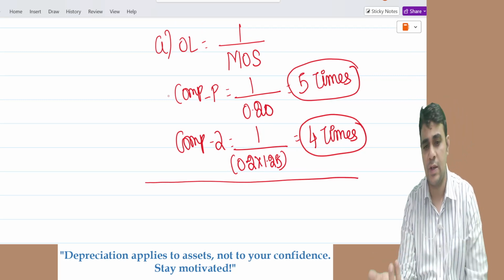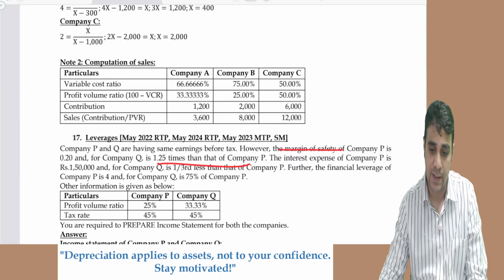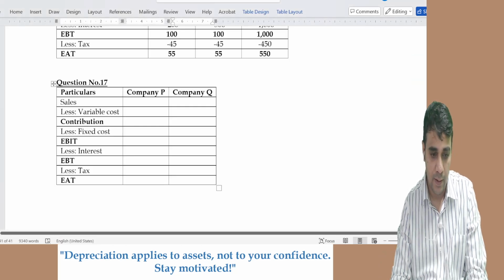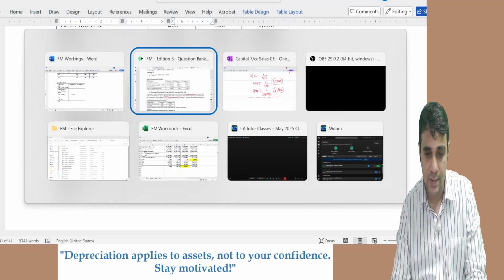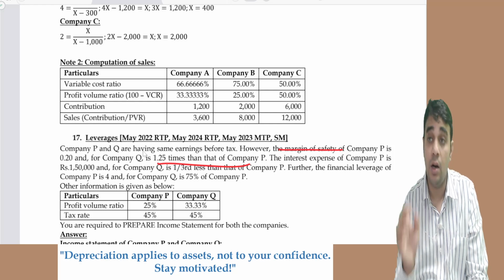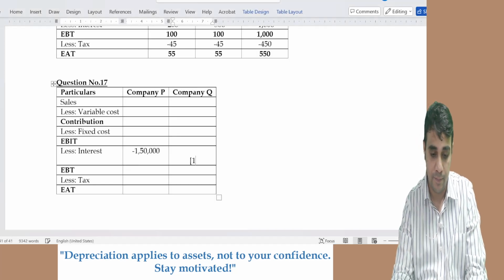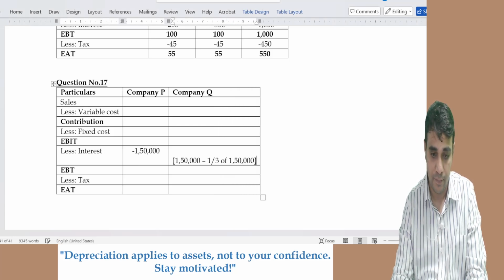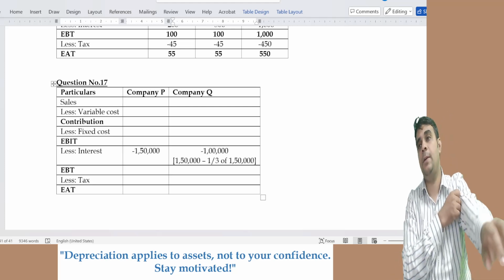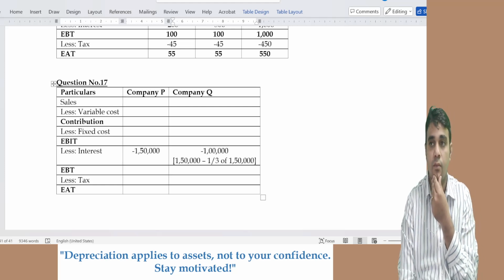Clear? We'll use this information later on, but as of now, I've just read the first line and written this. Interest expense is given. Company P is how much? Negative 1,50,000. And for the second, they said one third less than that of P. So from 1,50,000, subtract one third and tell me the figure. 1 lakh. 150 minus one third of 150. Clear?